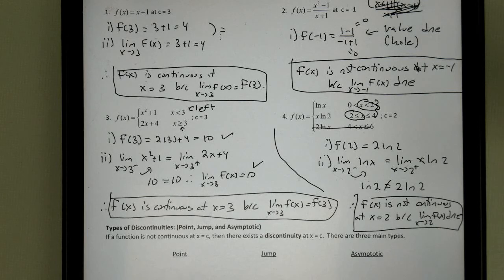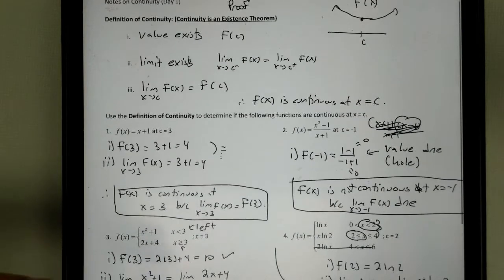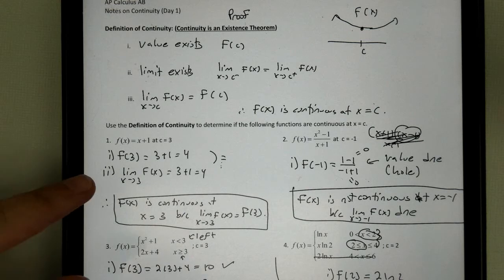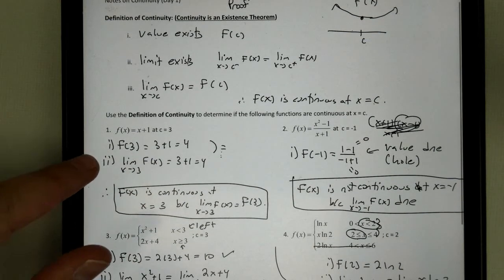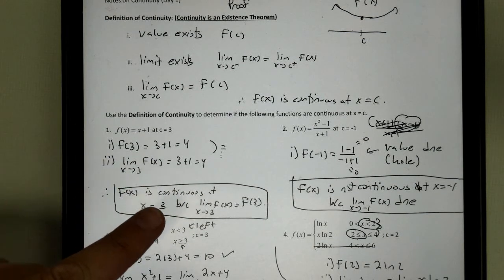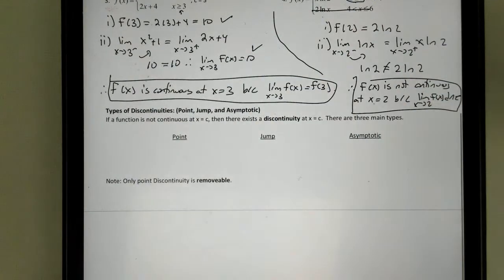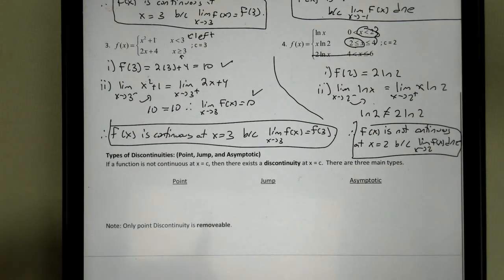All right, so we've been talking about continuity and how we can prove a function is continuous. It's just a very simple 3-step process. 1, check for the value. 2, check for the limit. 3, see if they're equal to each other. Now we're going to talk about, well, if a function's discontinuous, how can we describe that discontinuity? That's what we call it, discontinuity.